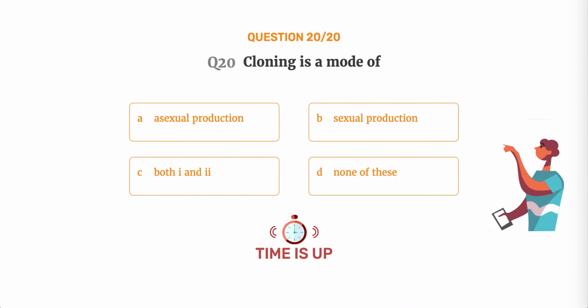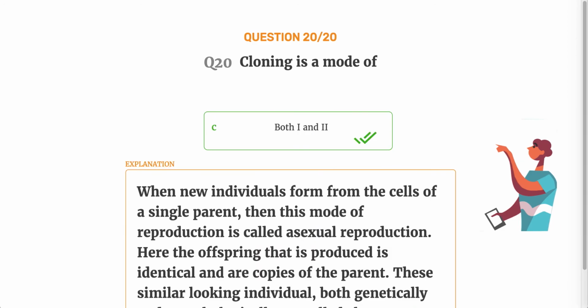The correct answer is option C, both 1 and 2. When new individuals form from the cells of a single parent, then this mode of reproduction is called asexual reproduction. Here the offspring that is produced is identical and are copies of the parent. These similar-looking individuals, both genetically and morphologically, are called clones.